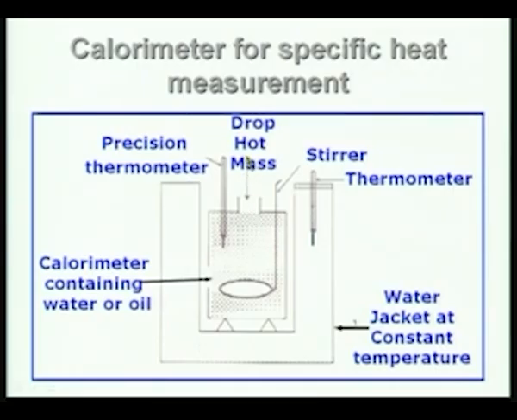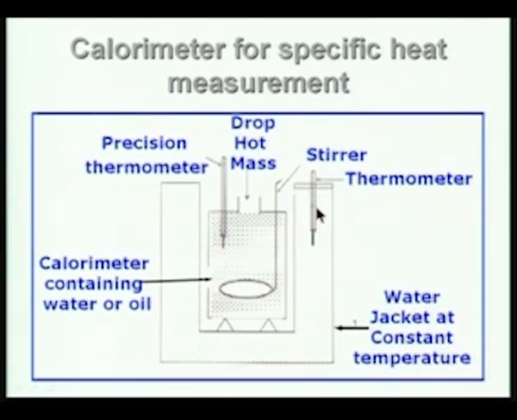And there is an arrangement by which we can drop the hot mass, whose thermal specific heat we want to measure. It can be easily and immediately transferred to the inside by a suitable arrangement for dropping it. And also we have a stirrer which maintains a uniform temperature or promotes mixing in the calorimetric vessel, and we surround it by a second vessel, a water jacket, which is maintained at a constant temperature, and the temperature is measured using this thermometer which is shown here.